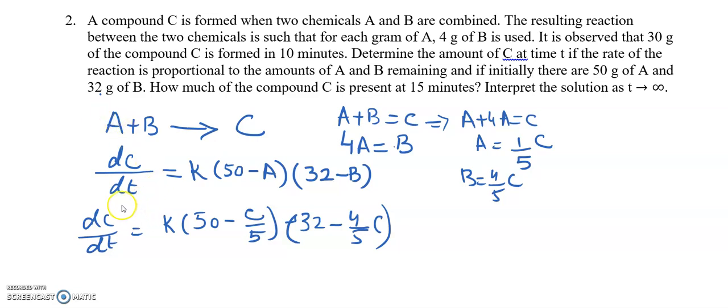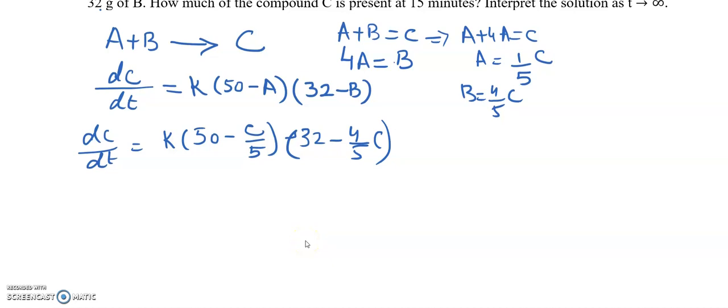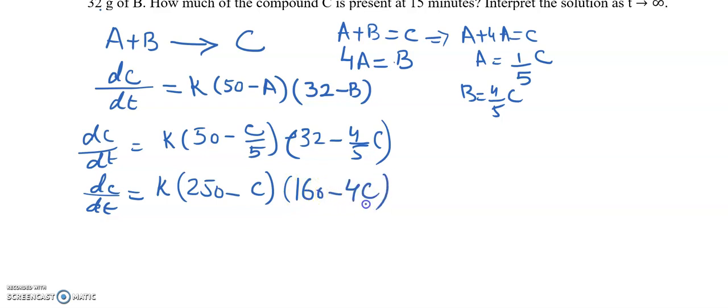Okay, so this equation needs to be simplified. dC/dt is equal to... what we can do is remove these fractions by multiplying each of these terms in the parentheses by 5, and then that 5 will be absorbed into this constant of proportionality. So multiplying by 5, that will be 250, and then that will be C, and that will be 160, and then that will be 4.